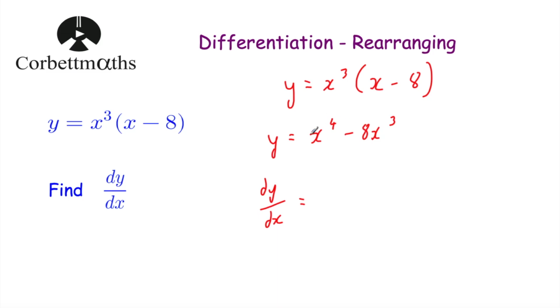So let's start off with the x to the power of 4. We'll bring the power down, so that'll be 4x, and then we'll reduce the power by 1. It was 4, we'll take away 1, so then be 3, so 4x cubed. So that's the first part differentiated. Now let's have a look at the next part.